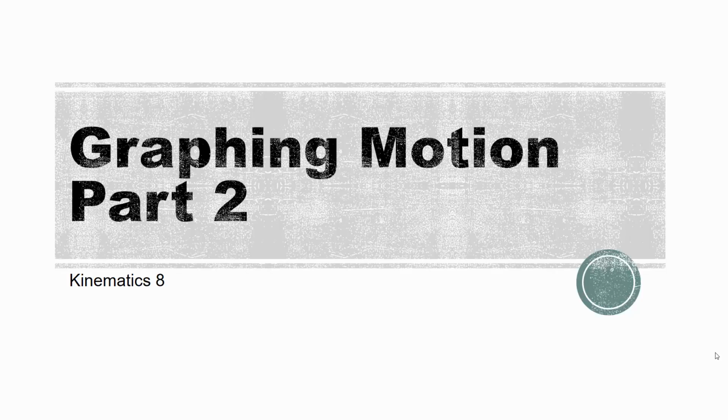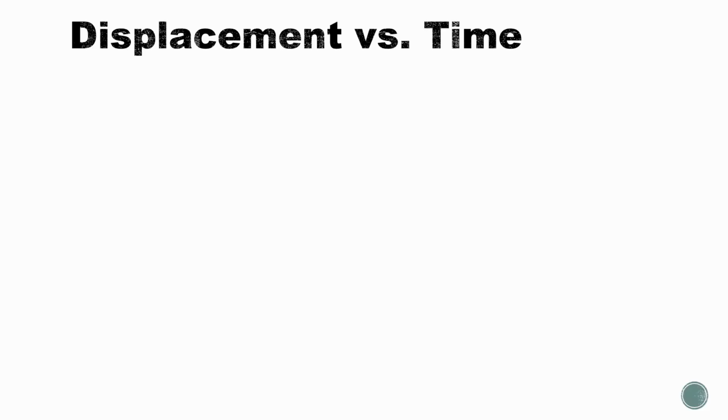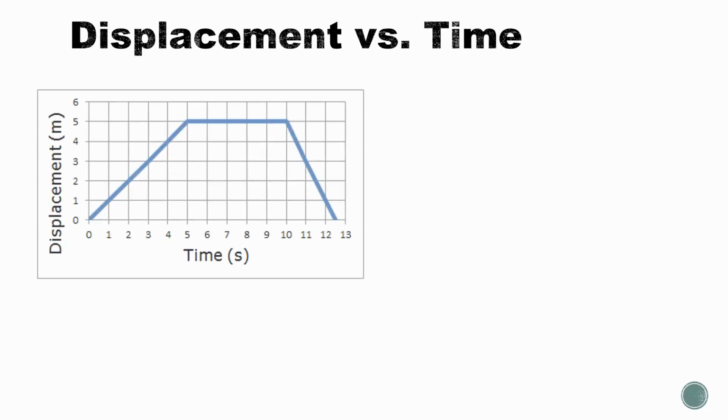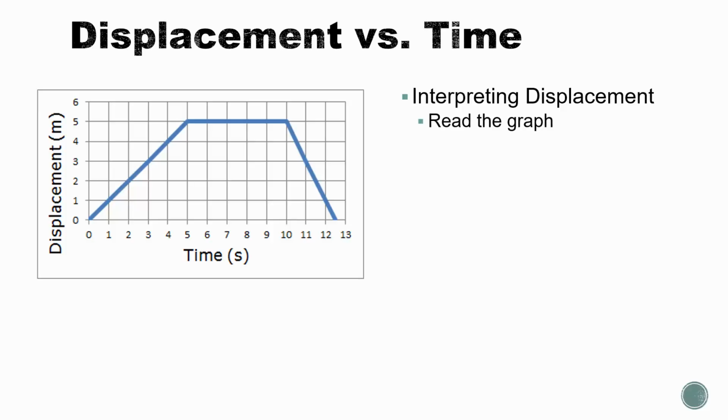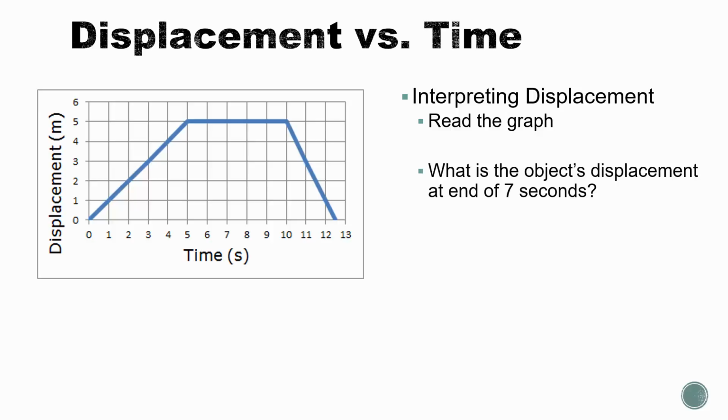This lesson is the second part of graphing motion. Let's look at a displacement versus time graph. If we want to interpret the displacement, it's relatively easy. We just have to read the graph. So what is the object's displacement at the end of 7 seconds? Well, we find 7 seconds, we read up and over, and we see that it's 5 meters.